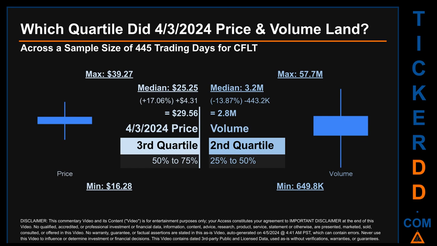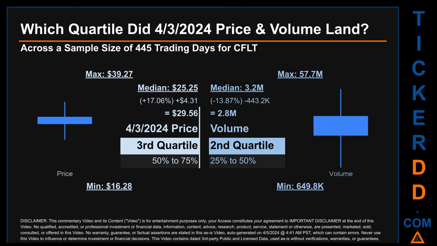Which quartile did the 3rd of April 2024 price and volume land? Across a sample size of 445 trading days, the maximum end-of-day price for CFLT was $39.27 while the minimum was $16.28. Within that price range, the 3rd of April 2024 price of $29.56 landed within the 3rd quartile, placing it within the 50% to 75% range of all sampled end-of-day prices.